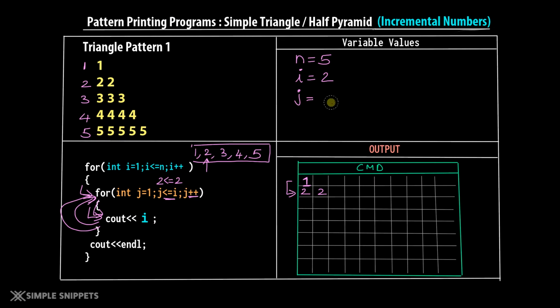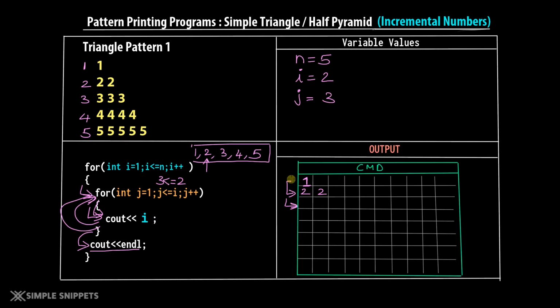So j now will become 3. Now when you check is j less than equal to i, that is when you're checking is 3 less than equal to 2, because i is still 2. Now the condition becomes false, because 3 is not less than 2 and 3 is not obviously equal to 2. So now the for loop, that is the inner for loop, will stop working. You'll come outside the inner for loop and you'll say cout endl. So now again your cursor will come on the new line.